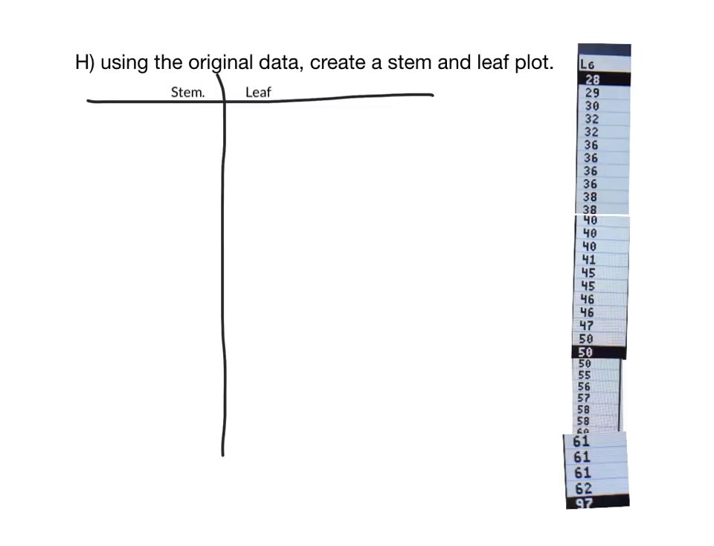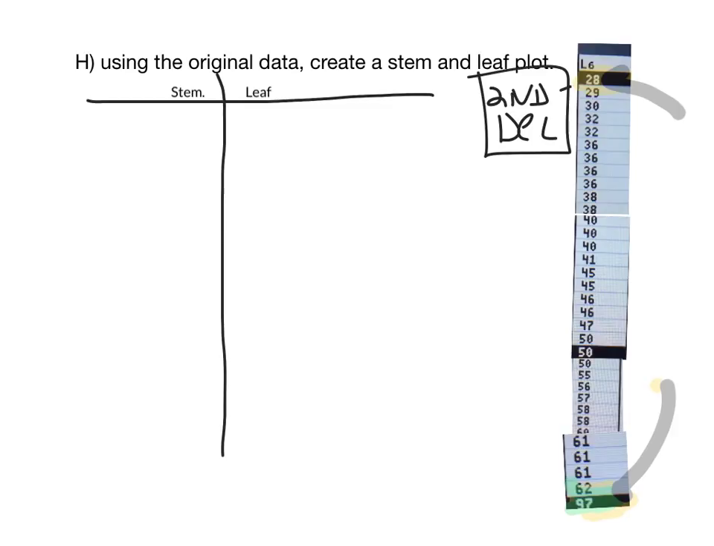For part H, we have to use the original data, so we need to bring back the 2 low values that we omitted and the 2 highest values that we omitted when we found the trimmed mean. And what we need to do is come up with a stem and leaf plot for the data. So make sure you brought back the 28, the 29, the 62, and the 97. All you need to do is go into your list, and if you press second and then delete, that's how you insert a value into a list. So insert those 4 values back in.